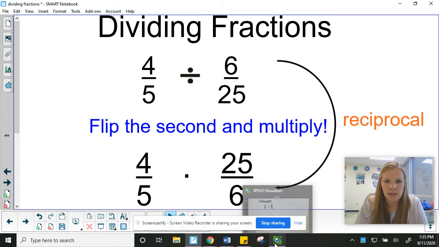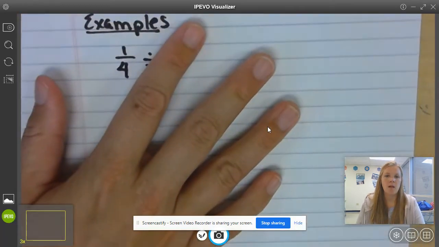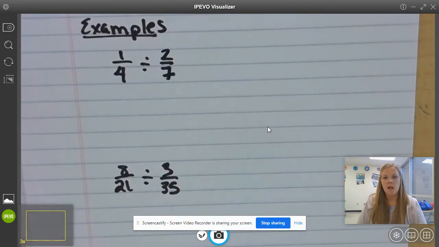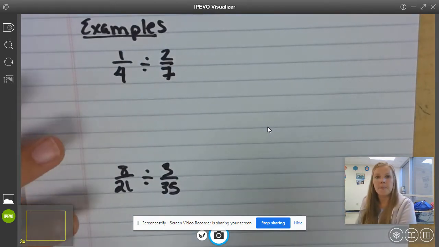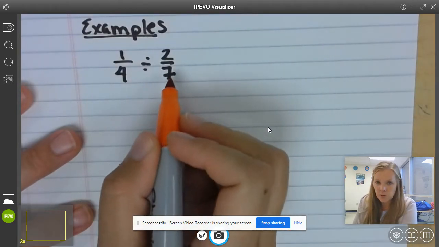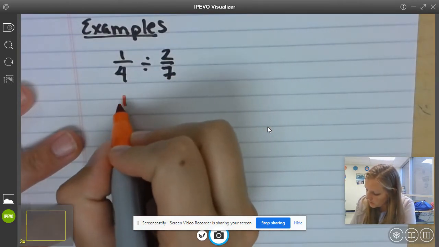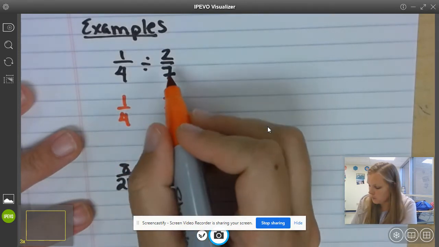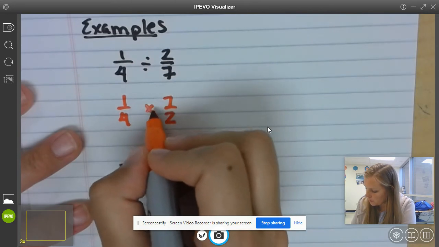Let's do a couple of examples. Our first example here is 1/4 divided by 2/7. There are not any mixed numbers, so we can immediately just start working. 1/4 divided by 2/7. We're going to flip the second fraction. So 1/4, and this is 7 over 2 now. We flip it around, we make it the reciprocal, and then we're going to multiply.